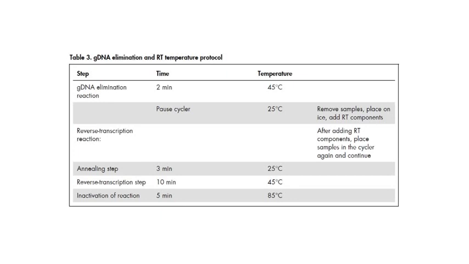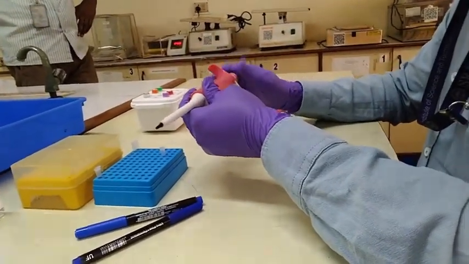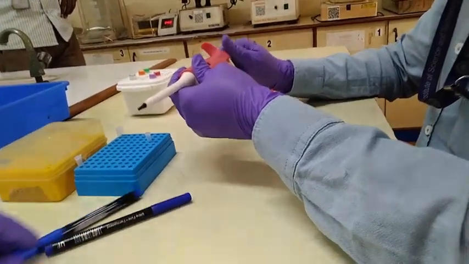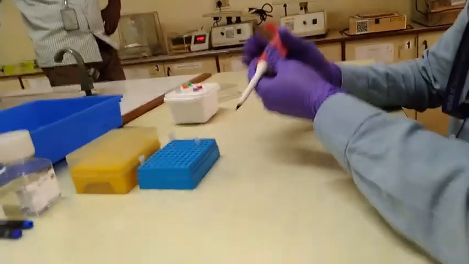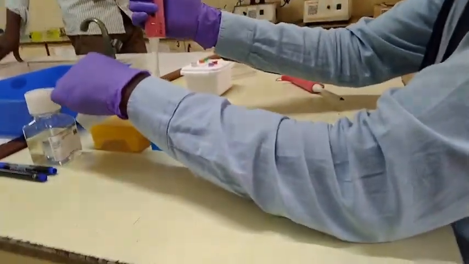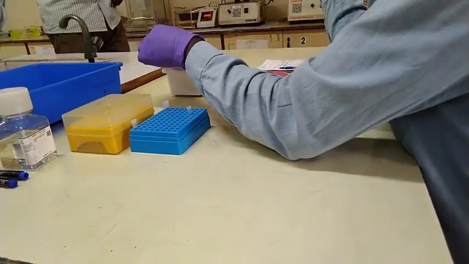First, you need to take all the reagents, thaw them and place them on ice. Next, we need to prepare the genomic DNA removal reaction. For that, you need to take 2 microliter of genomic DNA removal mix, which includes your DNase and RNase inhibitor.